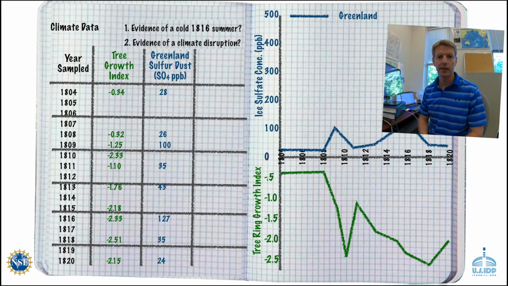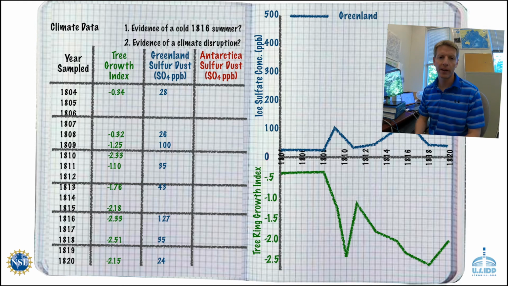All right, so now let's add the South Pole sulfate data to our table on the left-hand side of the page in that third column. You can title this column Antarctic Ice Core Sulfate, and we'll record 10 data points or so. It may not be for all the same years that we have the Greenland sulfate data for, but let's plot these up and see what story we can tell.